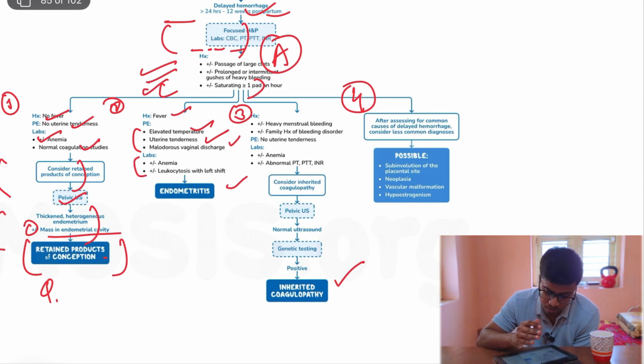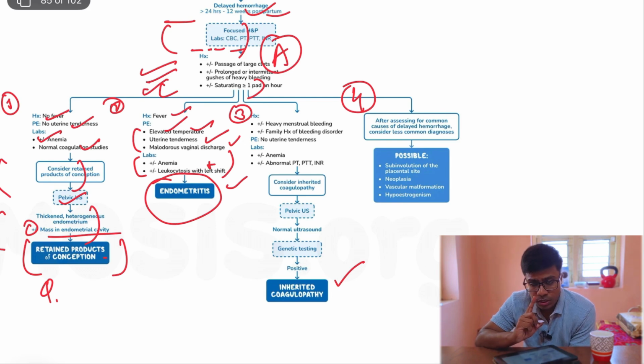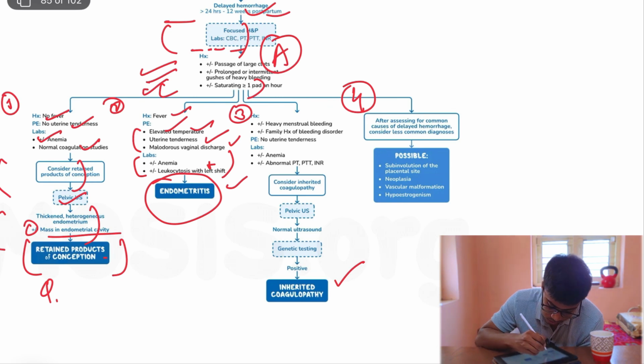On labs, anemia may be present or may not. Leukocytosis with left shift is given if positive. In that case, endometritis should be diagnosed, and temperature. Infection is equal to temperature most of the time. Apart from that, you have to check the leukocytosis, CBC.